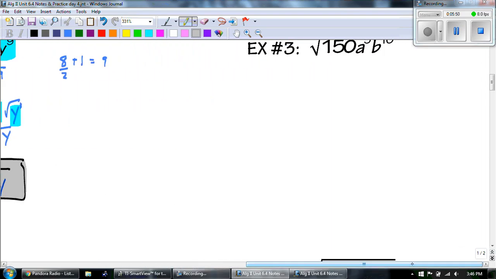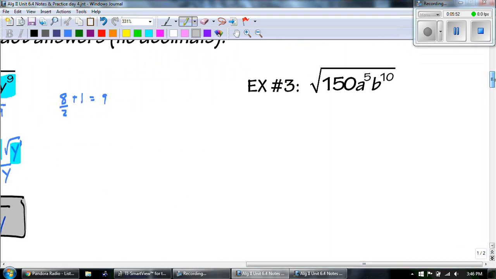Okay, and it's only going to get longer. All right, so we have 1, 2, 3 things. I have the square root of 150, the square root of a to the 5th, and the square root of b to the 10th. Okay?